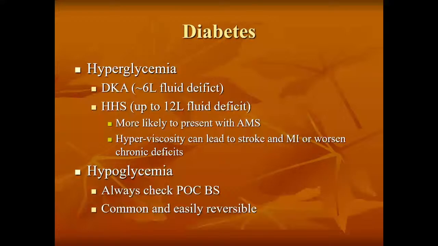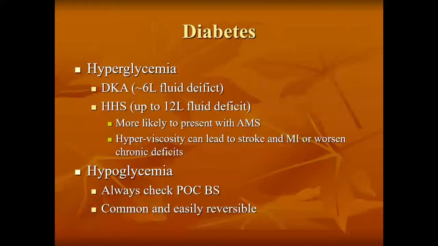And even this hyperviscosity, more related to HHS, because you're getting glucose levels well over 1,000 most of the time, is going to increase your risk of or cause stroke or MI. And even patients that have chronic deficits, we get this a lot where they come in with stroke-like symptoms, where they get worsening of their chronic symptoms. So maybe they had slight mobility, slight use of their arm, and then all of a sudden they can't use it at all. They come in and get stroke protocoled, and nothing acute on any of our imaging, and it's just related to having a blood sugar of 1,300.